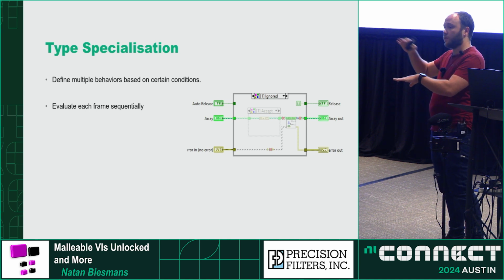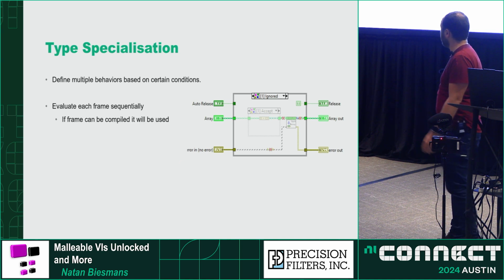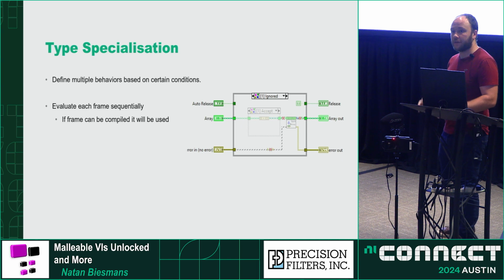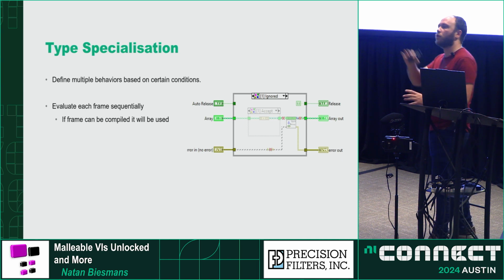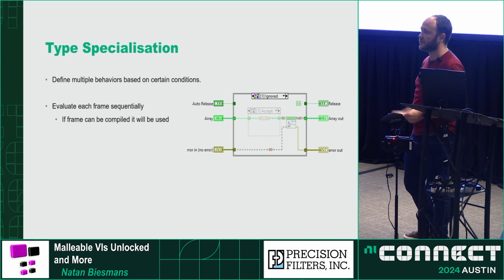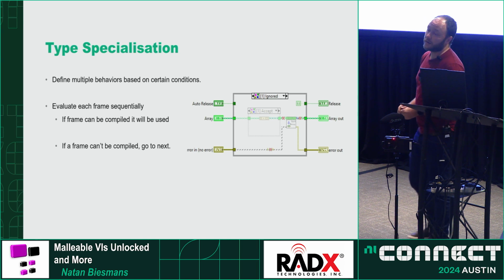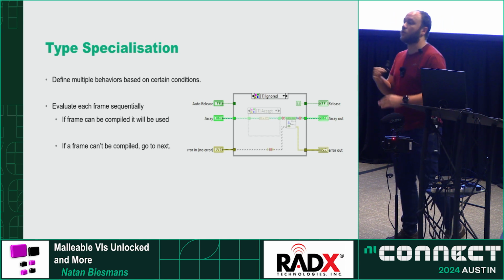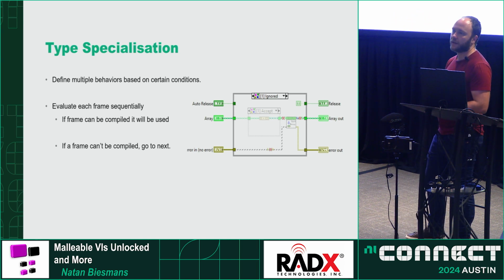They're evaluated in order. So it first looks at the first frame. If it can be compiled, it will say, yes, I will take that code, and I won't look at the other frames, the other cases that are in there. If it can't be compiled, it will go on to the next one and see, hey, can I compile this one?